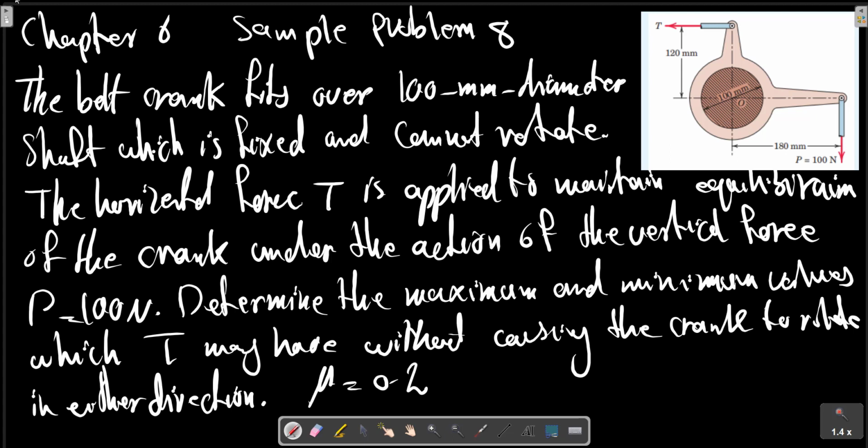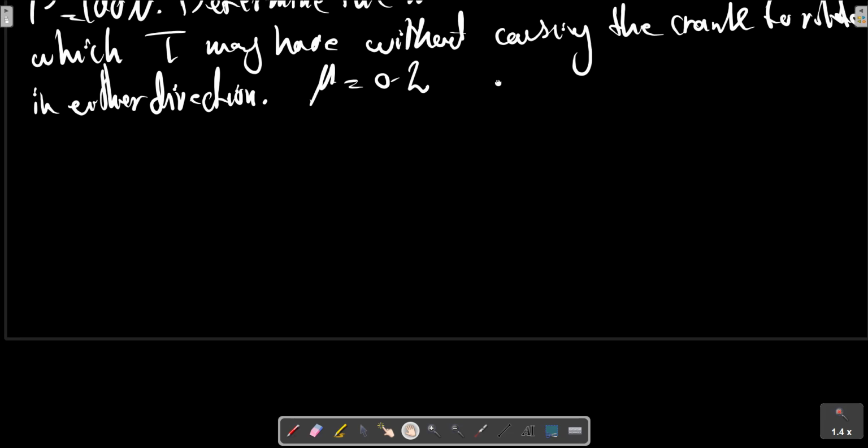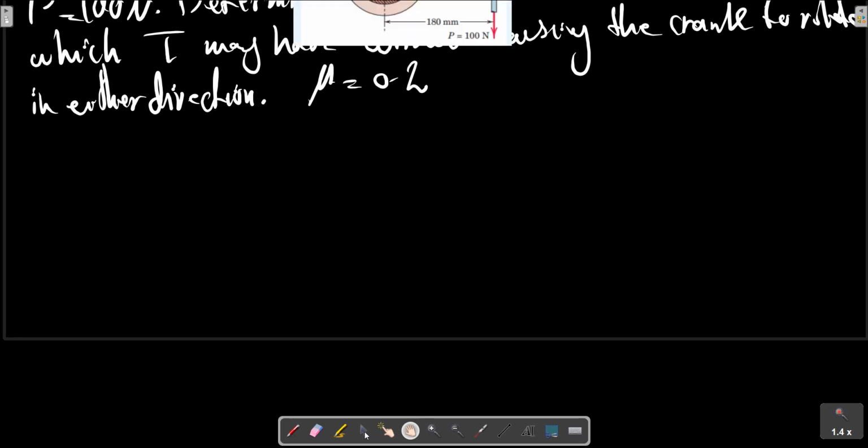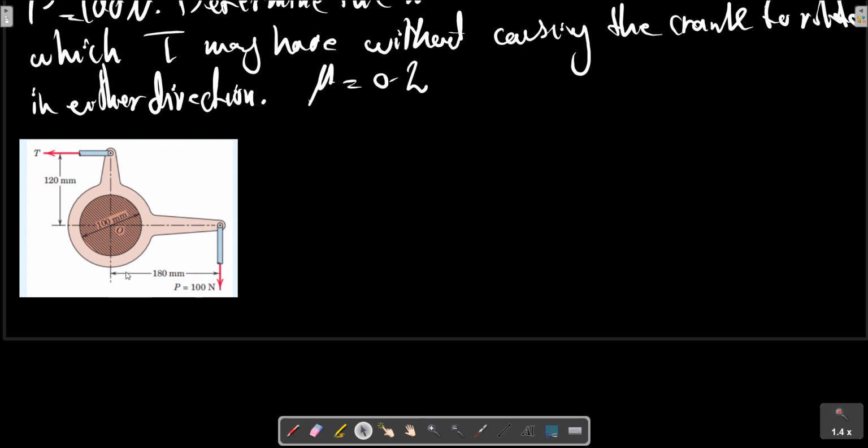Determine the maximum and the minimum values which T may have without causing the crank to rotate in either direction. The friction coefficient between the journal bearing and the crank is 2/10. At first we are going to provide a free body diagram for the crank shown here.